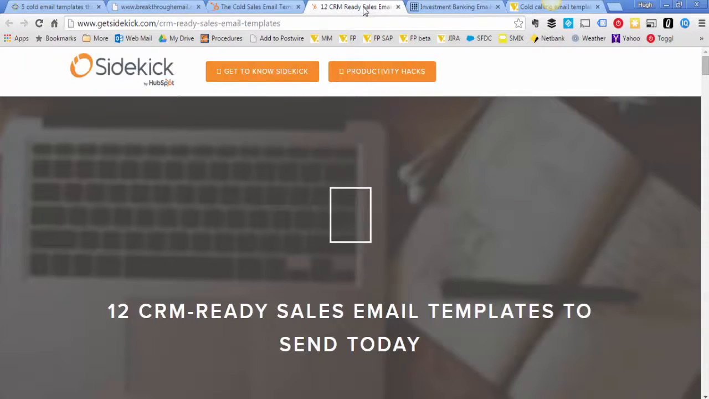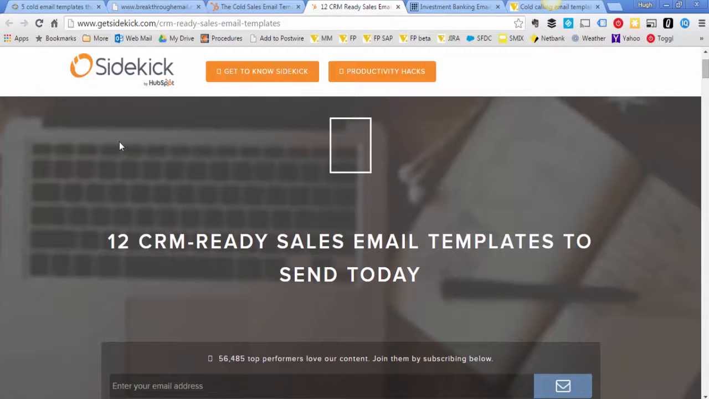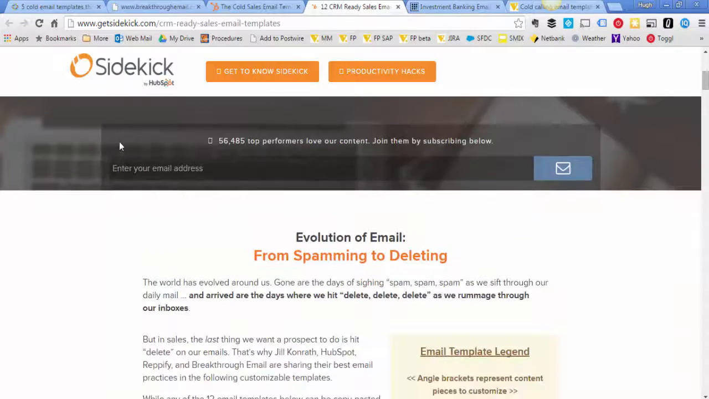Now, from Sidekick by HubSpot, side project of theirs, there are 12 CRM-ready sales email templates that they can use. Now, these templates I think are pretty good. They're quite personalised.